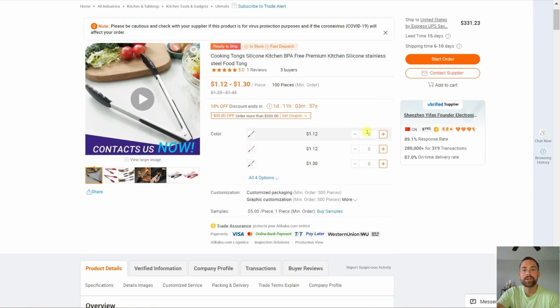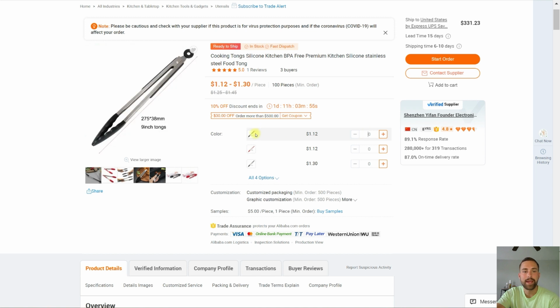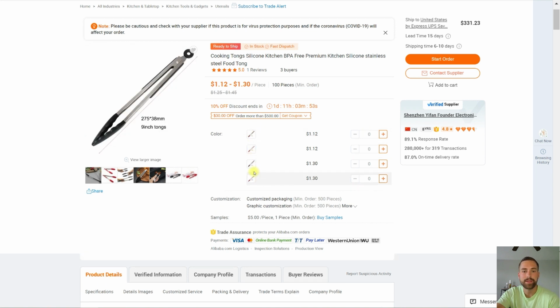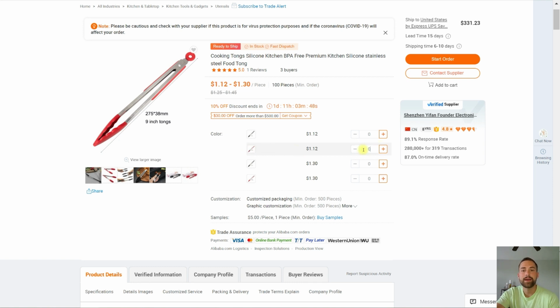So what we'll do here is type in the amount of units that we want to order and the color. We can also order multiple colors and sell different colors on Amazon. I'm going to keep it pretty simple with these red ones. And then we need to determine how many products we want to order in our first order.